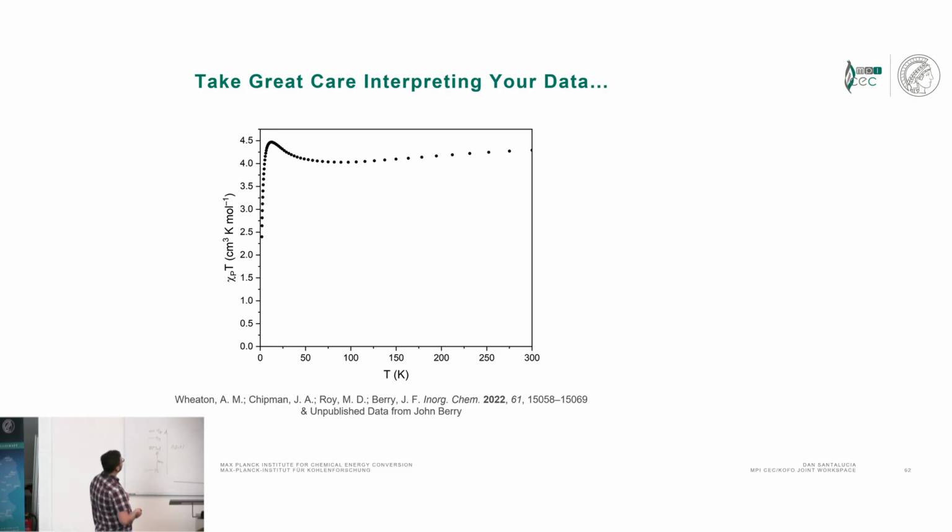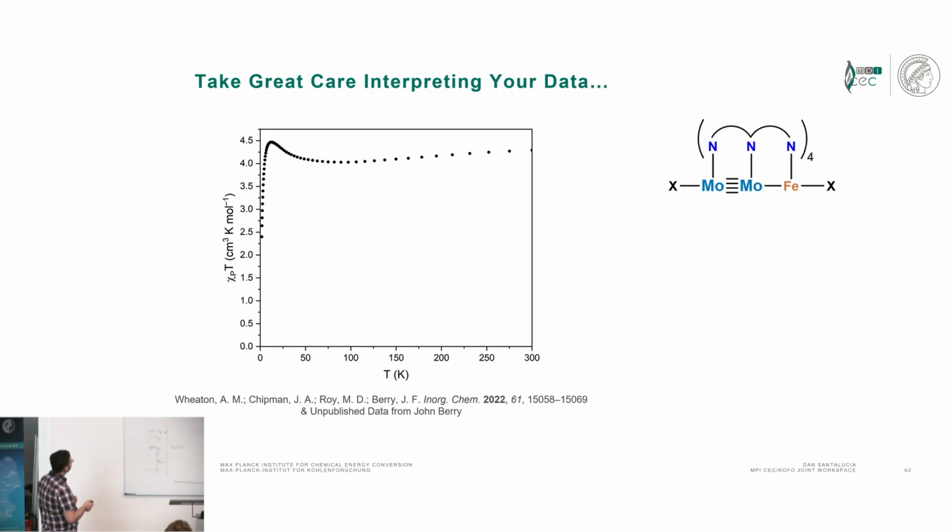One public service announcement, you have to take extreme care interpreting your data, as always. Based on everything I just talked about, what does this look like? You have this kind of behavior where it seems to go up at low temperature. Any ideas? Yeah. Ferromagnetic coupling? Yeah, right. This looks like ferromagnetic coupling. You have to be careful, and I'll tell you why.